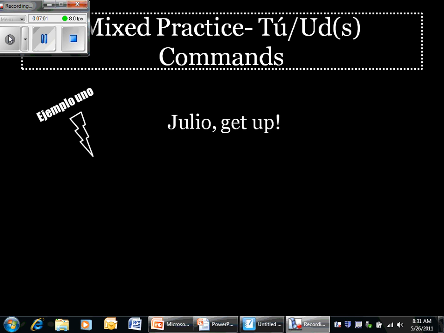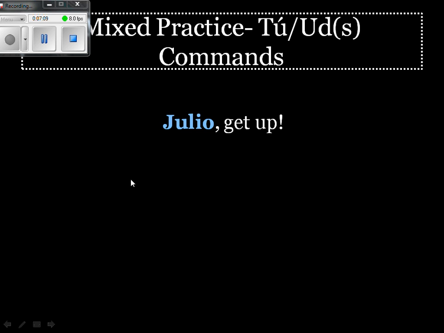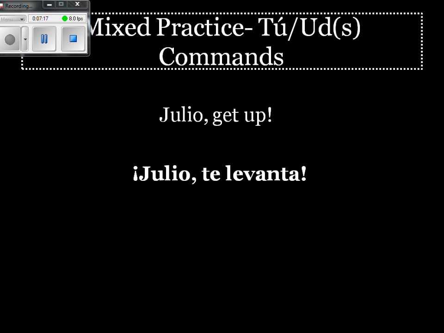Mixed practice for usted and ustedes commands. Ejemplo 1. Julio, get up. We see the subject is Julio, so we know to use the affirmative usted command. Next, we know that the word meaning to get up is levantarse. We must now make it reflexive, which in this case needs te, making the translation Julio, te levanta.